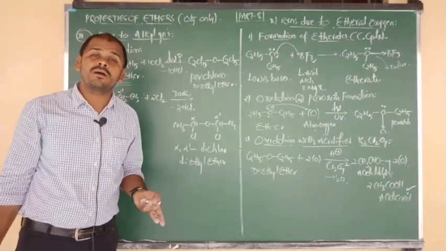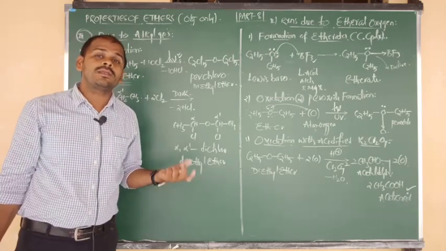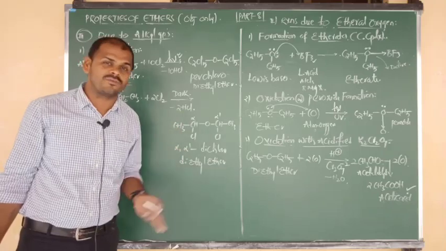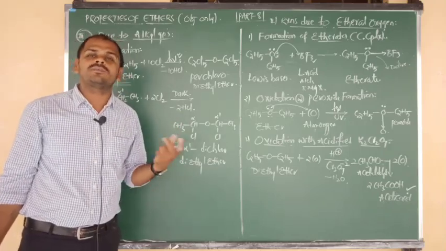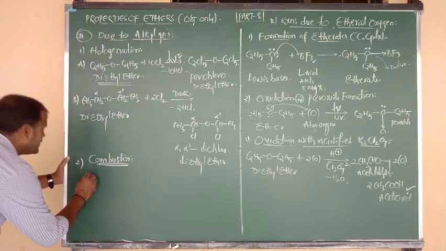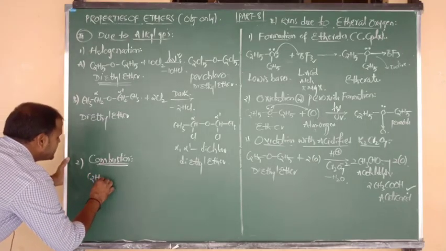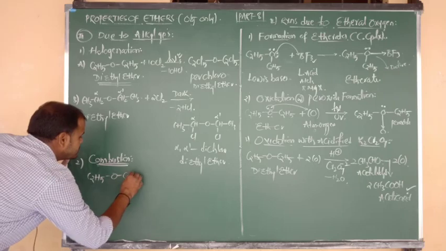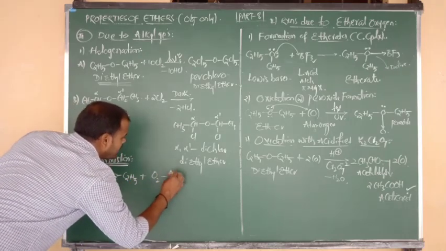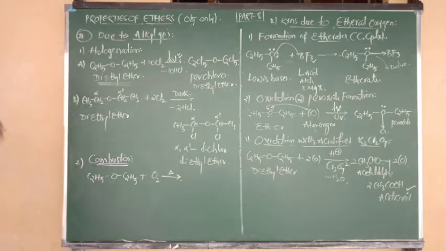So alkanes upon combustion, what will be the product? Definitely carbon changes into carbon dioxide, and H atoms are eliminated in the form of water molecules, along with exothermic nature, beta. Yes or no? Yes. So diethyl ether formula is what? C2H5O, again bonded to C2H5. Upon combustion, nothing but heating with oxygen, or we can say burning in presence of oxygen.